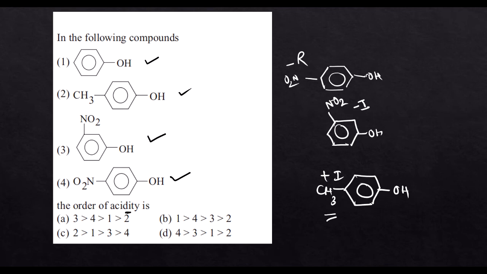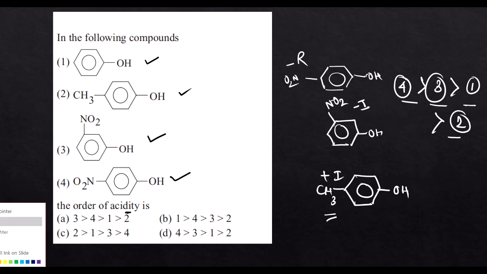Now in case of paranitrophenol, the acidity will be the highest. So acidity will be highest in case of 4. Then in case of metanitrophenol, that is 3, will come, and then the phenol compound. Because of the presence of an electron donating group, the least acidity will be in case of compound number 2. Here the correct order of acidity will be 4, then 3, then 1, then 2. So the correct option will be option number D.